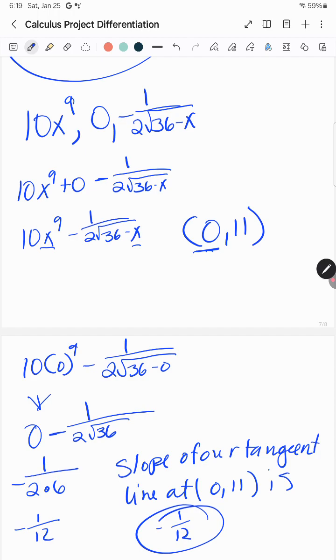Thank you very much. That's how we differentiated using the chain rule, the power rule, and the sum rule today, and how we applied that to be able to find the slope of the tangent line at a given point.